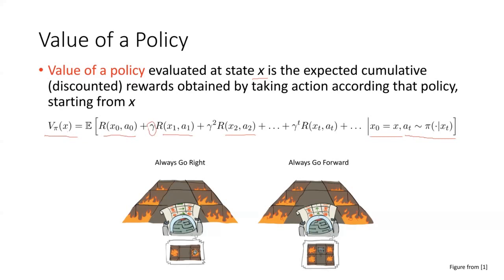But you want to add a discount factor gamma. Gamma is a number between 0 and 1. So instead of taking the cumulative reward, you want to take the cumulative discounted reward of following the policy, that is taking the control action according to the policy phi by starting at the state X. That is known as the value of the policy.